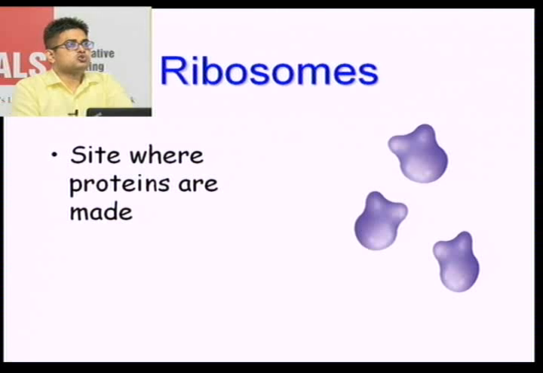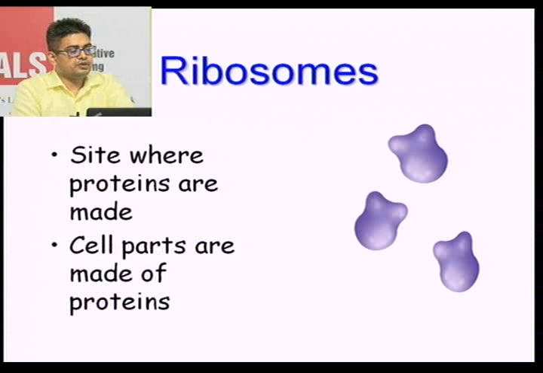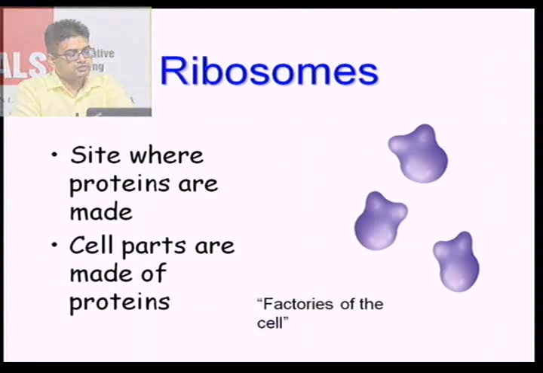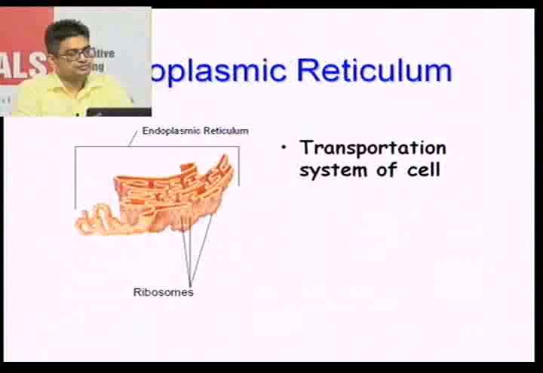Next we talk about ribosomes. Ribosomes are the protein factories of the cell. They are made of proteins and ribosomal RNA. We'll discuss this. This is the protein factory of the cell.